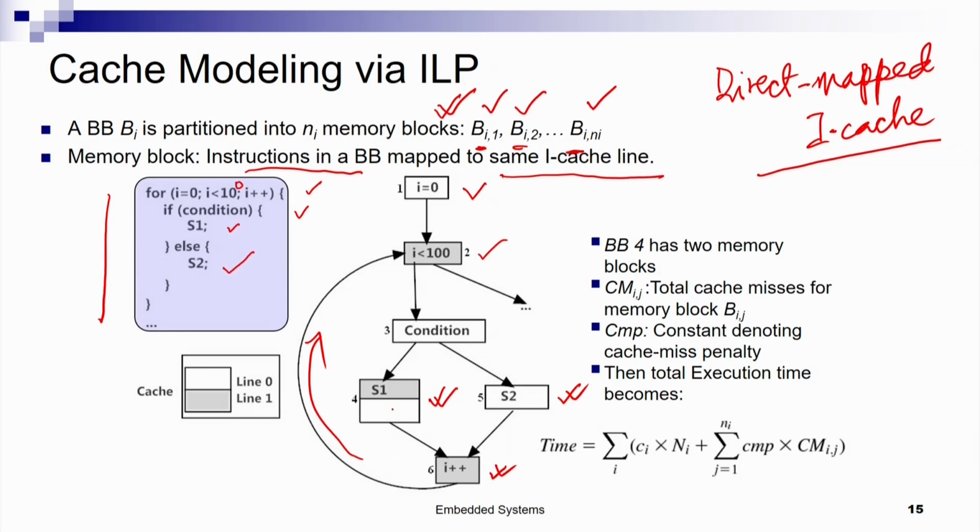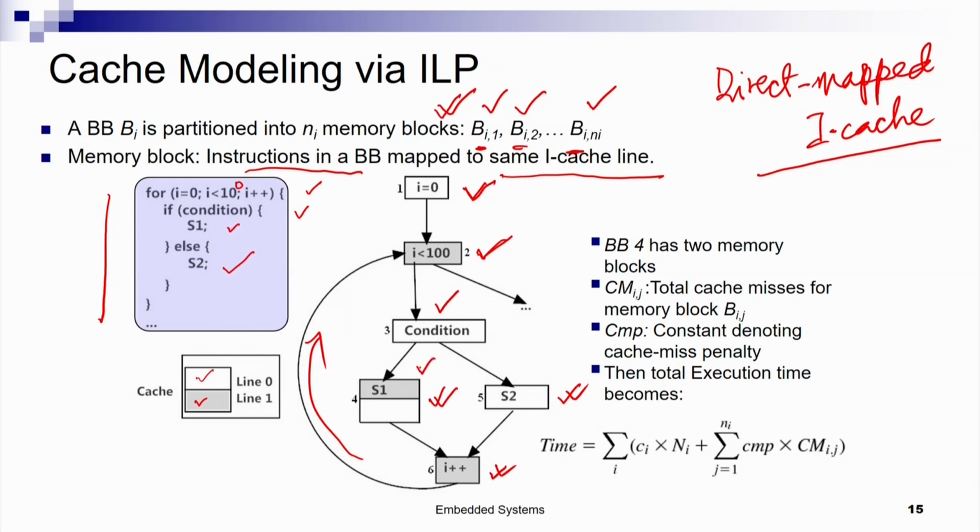Let us say we have only two cache lines, the gray cache line, line 1, and the white cache line, line 0. So, these are the two cache lines we have. We also see that basic block 1 is mapped onto cache line 0, basic block 2 is mapped onto cache line 1, basic block 3 is mapped onto cache line 0.